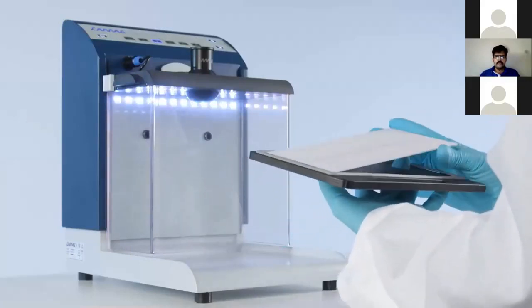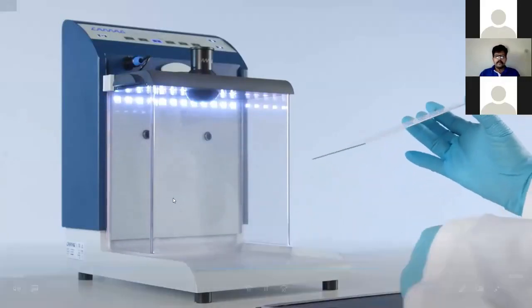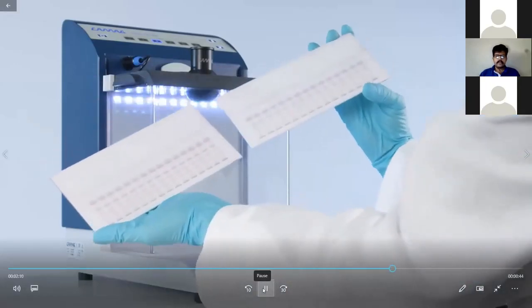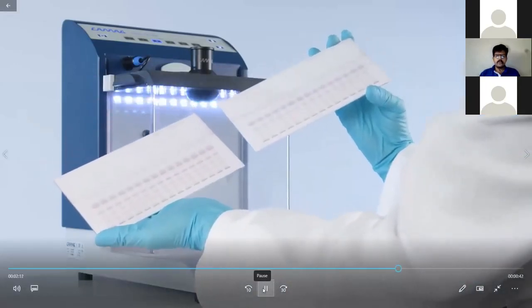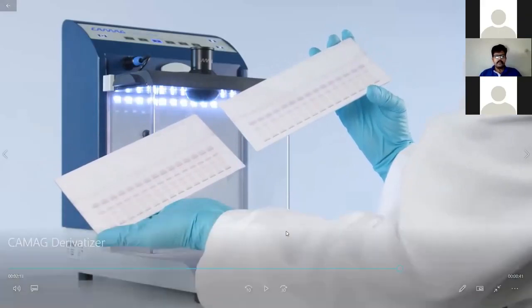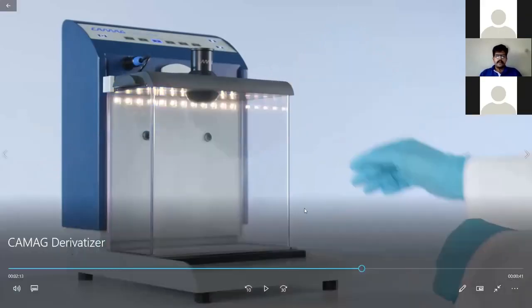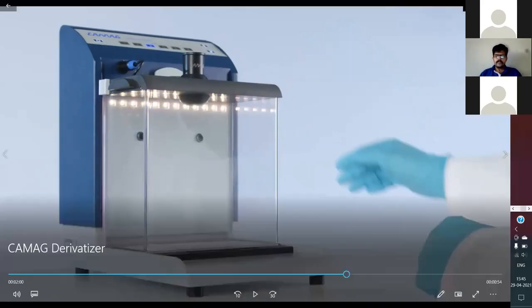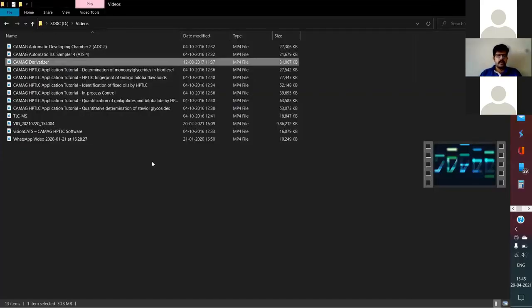Open the hood and remove the plate. Visual observation of the plate shows very high homogeneity. You can see 2 plates which are being done using the same method show exactly the same kind of reproducible and user-independent separation. There is no deviation in the results obtained. So this is about the derivatization process. So these are the critical processes of HPTLC which are actually very important.